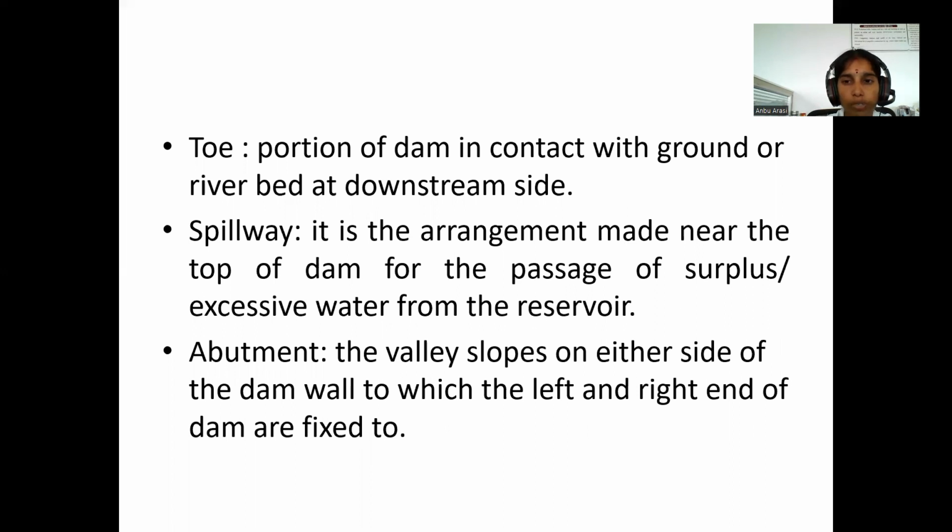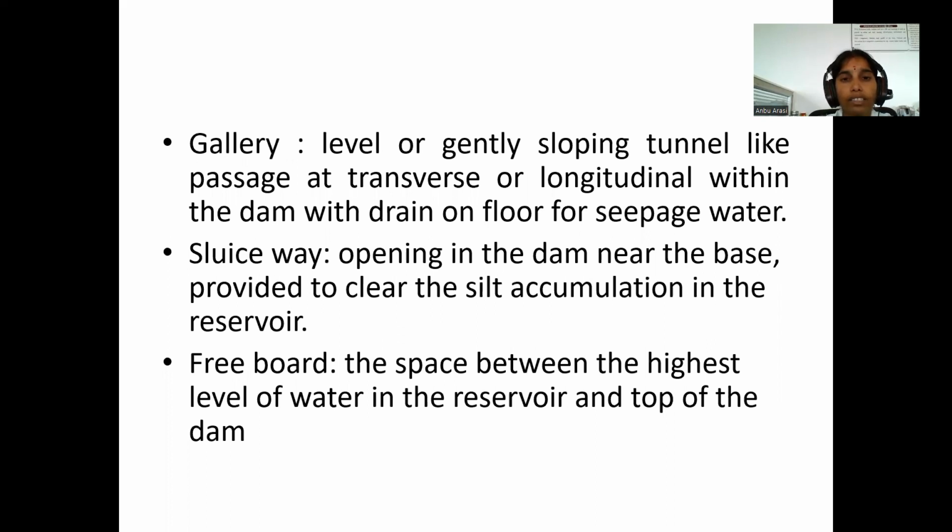Spillway. It is the arrangement made near the top of the dam for the passage of surplus excess water from the reservoir. Abutment: the valley slopes on either side of the dam wall to which the left and right ends of the dam are fixed. Gallery: a level or gently sloping tunnel-like passage, transverse or longitudinal within the dam, with a drain on the floor for seepage water.